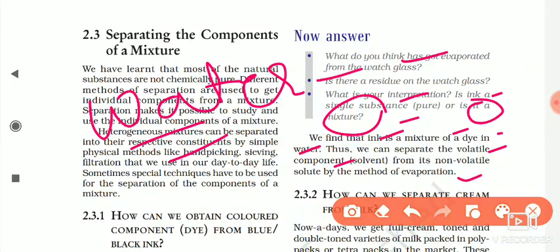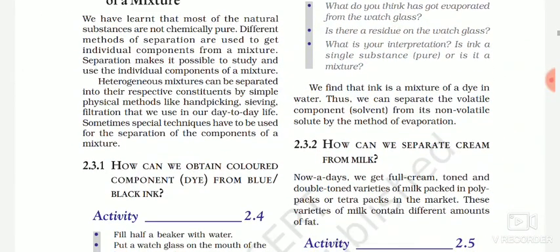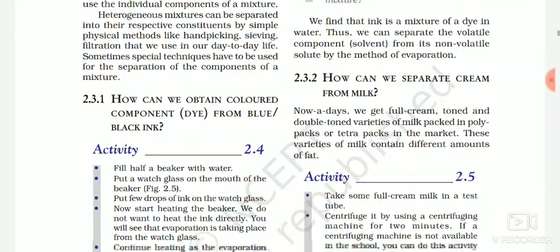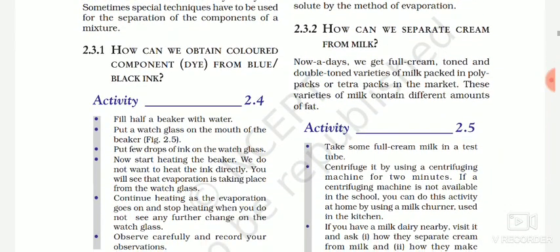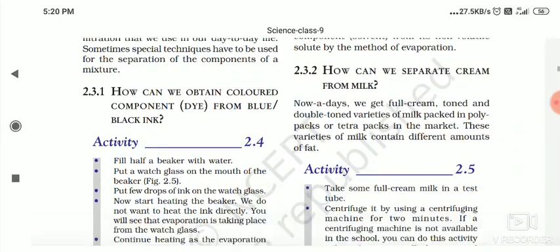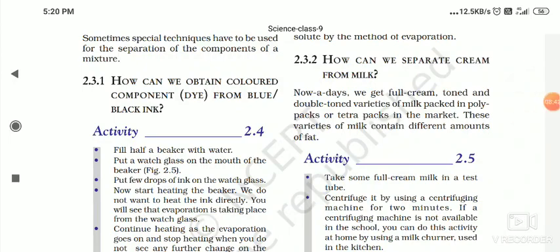Means when you do evaporation, then volatile substances which can be evaporated, they evaporate and the residue you will get. Means this is the method to separate or obtain components from blue black ink. What kind of component? The non-volatile component. Okay, so this method is used to obtain the non-volatile component from the mixture.